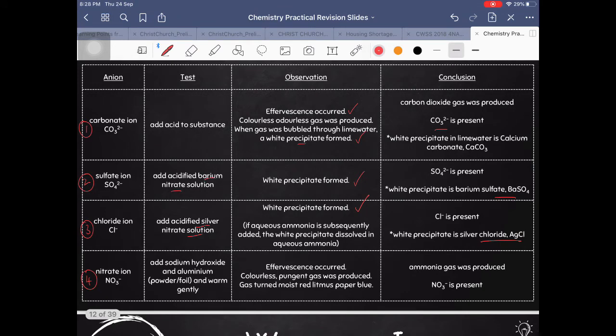And for your nitrate ion, if you add sodium hydroxide together with aluminium powder or foil, and warm it gently, if nitrate ion is present, you will observe an effervescence, and if you test for this gas, the gas will turn moist red litmus paper blue. This is because ammonia gas was produced, and with that, we can conclude that nitrate ions are present.